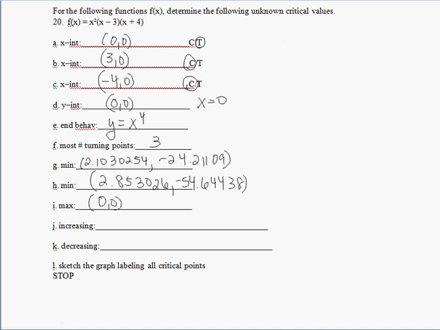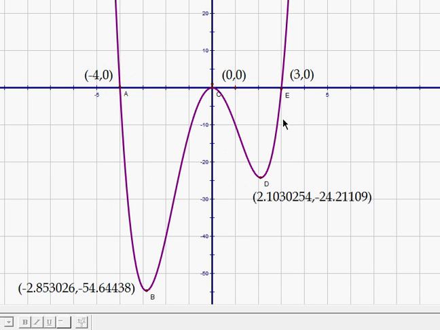The last question we need to answer is when is it increasing and when is it decreasing? So notice letter L says sketch the graph labeling all critical points. So here is a sketch of the graph with all the points labeled. Obviously you don't need to draw yours to scale like I did here, and you don't need to use grid paper. You can just sketch it, but I just did it using the computer program so it'll look a little more attractive. So the last question is when is the function increasing and decreasing?